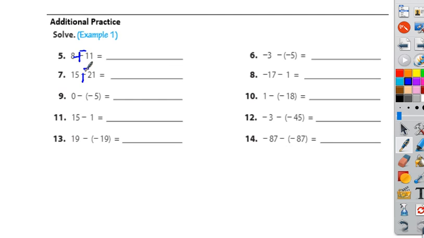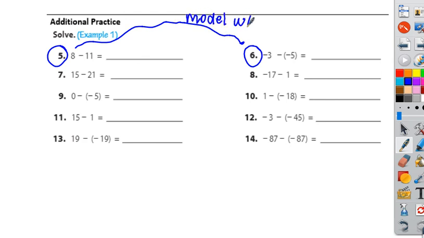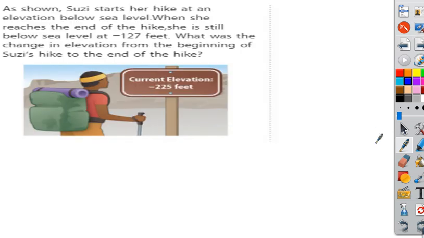Hey, let's spice it up a little bit. Let's have them represent number 5. Let's see if they're really watching the video. Let's circle number 5 and number 6. Only 2 of the 10 problems we want you to represent with chips. And then for the rest, use the rule like Cervantes did. Model with chips, or your R's and Y's, however you do it. And after that, you have a word problem. So give it a shot.